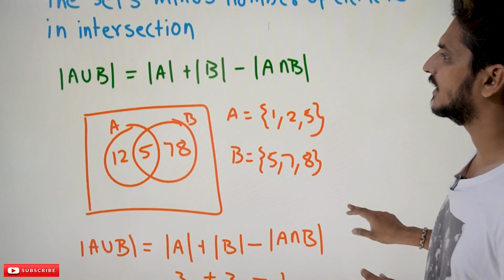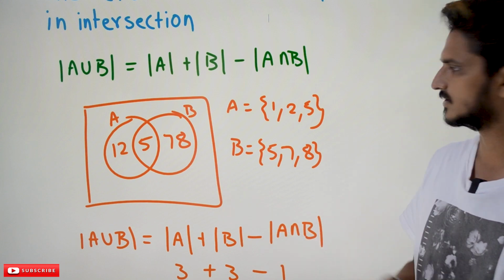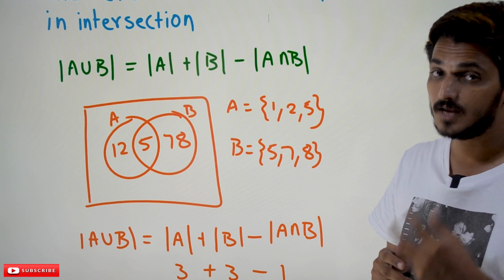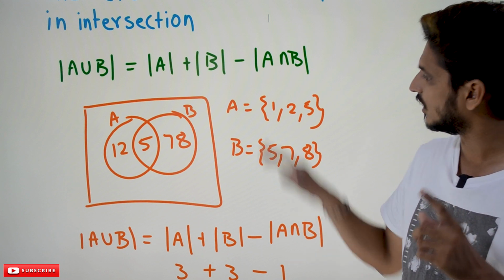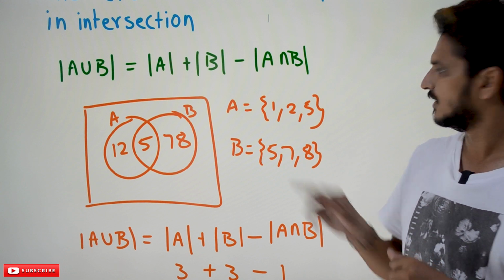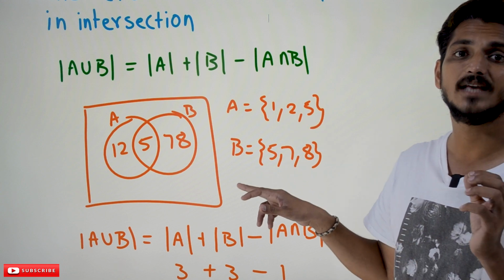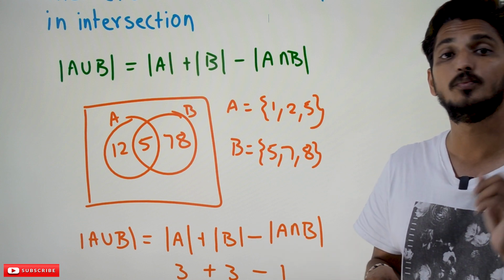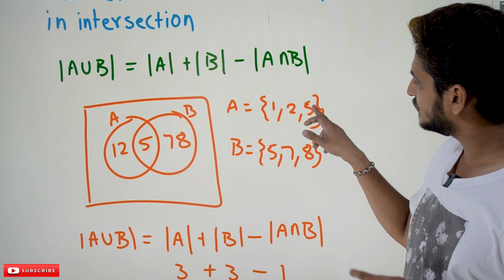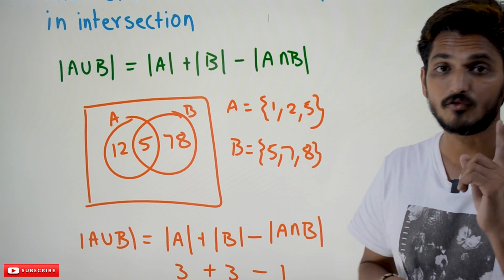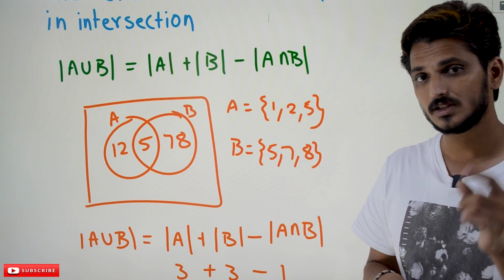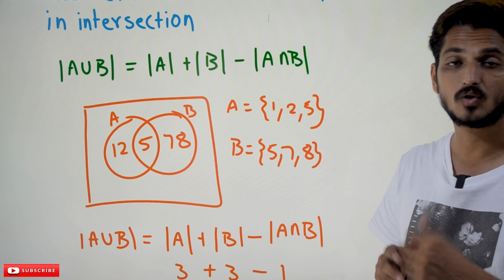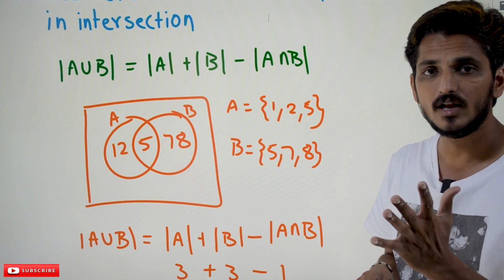Let's take this example. A, B are two sets. A is 1, 2, 5, B is 5, 7, 8. The number of elements in these two sets, union means all the elements in A and B. So 3 plus 3, 6 elements are there. But here in the set, we should not write the common elements, duplicate elements. 5 is present in both the sets. We have to write only one time. So the set A union B is given as 1, 2, 5, 7, 8. So total, 5 elements are there.